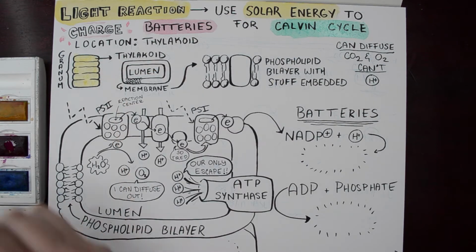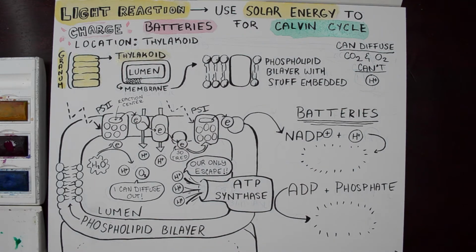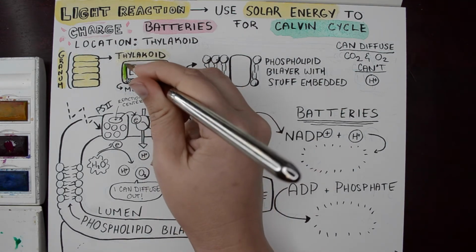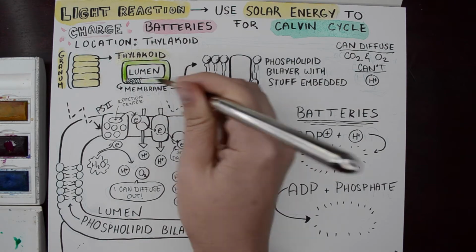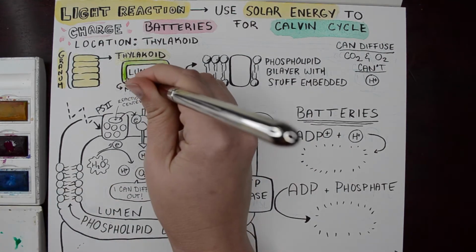Those batteries will be sent on to the Calvin cycle, where that stored energy will be used to convert carbon dioxide into glucose. At the end of the Calvin cycle, our depleted batteries come back to the light reaction to pick up more energy. The light reaction takes place in stacks in the chloroplast known as granum. Each stack is made up of flattened pancakes called thylakoids. For the rest of the video, we're going to look at the process that takes place in one thylakoid and show that thylakoid as a cross-section.